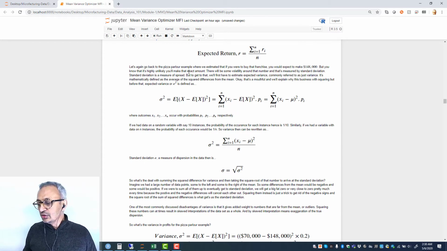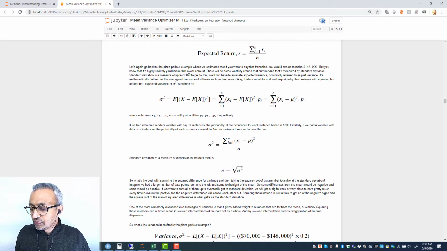Okay, and I'm sure you would have come across this word somewhere in your daily life, and these are pretty important concepts in the sense that we're going to be using them over and over again, not only in this course, but also in your real life, right? So, standard deviation is a measure of spread, right? But in order to get to that, we need to first calculate the expected variance, commonly just referred to as variance, right? It's basically the average of the squared differences from the mean.